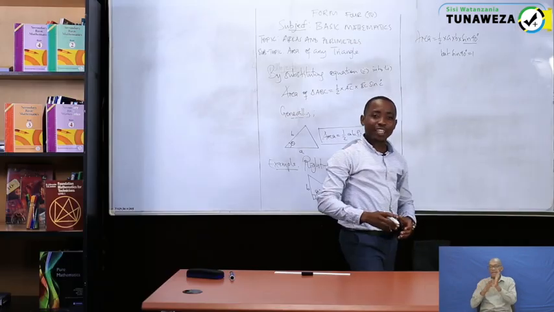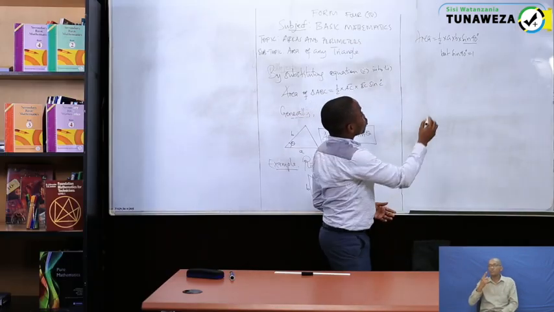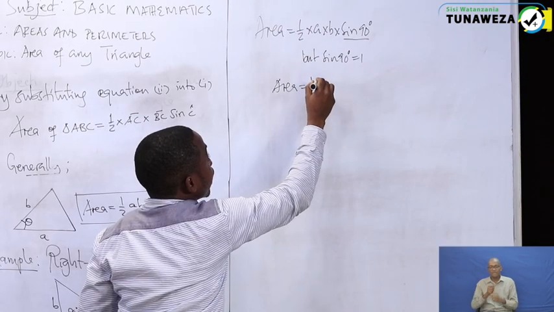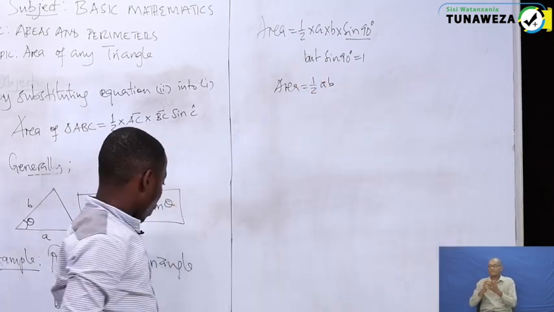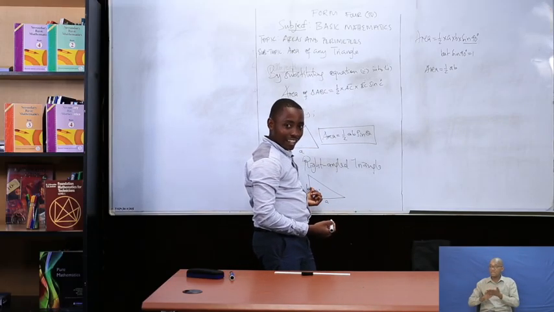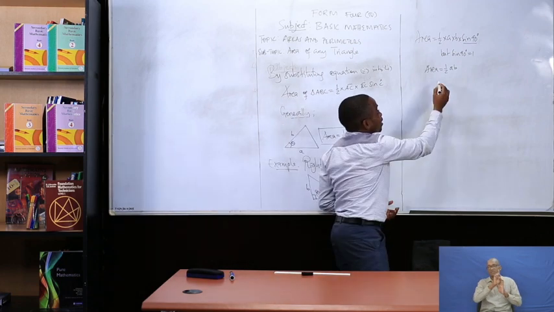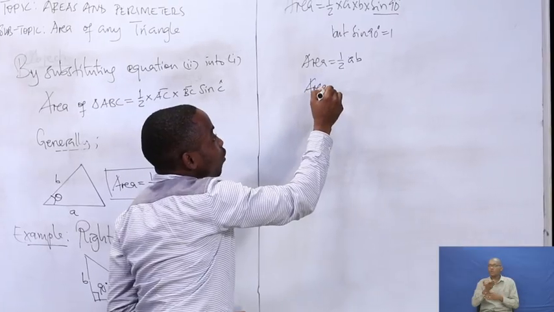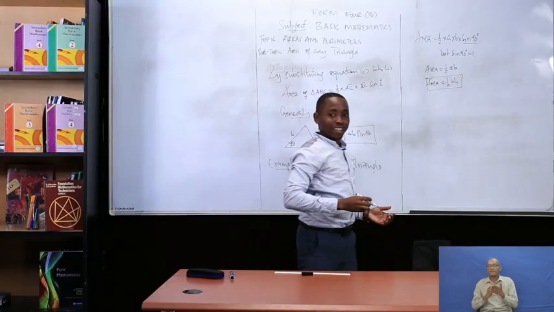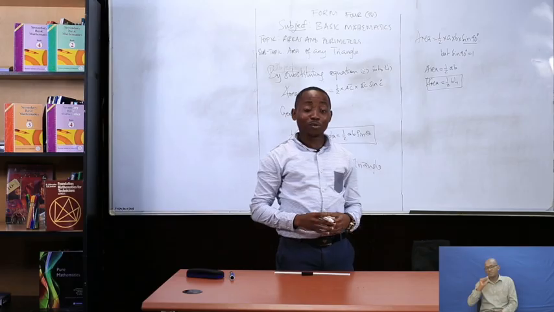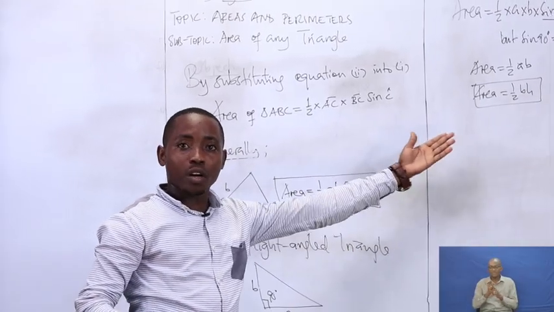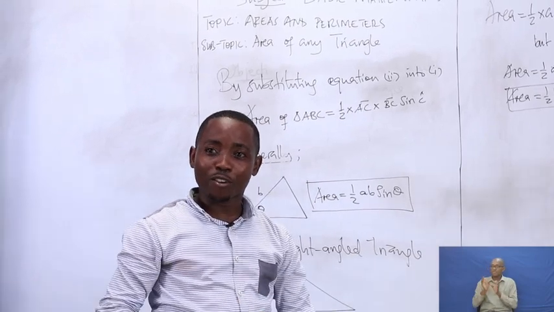For this case, if sine of 90 equals 1, what are you going to get? We are going to get area equals a half times A times B, whereby your A is a base, and B is your height. That's why they always just say the area of a right-angled triangle is a half BH. They use it this way. So don't ask yourself so many questions. Why do they use that one instead of this one? This is a general formula, but this one is specific for only a right-angled triangle.